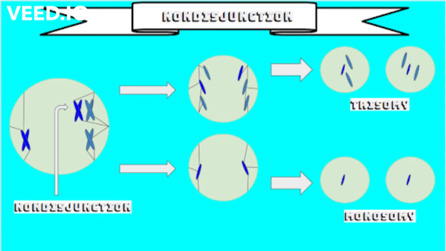Here I have a cell in metaphase. When anaphase occurs, one tetrad does not divide, which eventually results in, after meiosis 2, 2 gametes with an extra chromosome, which is called trisomy, and 2 gametes missing a chromosome, which is called monosomy.